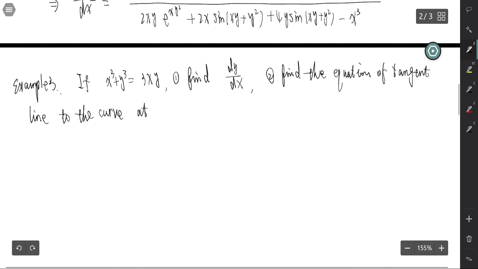at the point (3/2, 3/2). Okay, there are two problems. So the solution, the first, we should find the derivative. To do that we use implicit differentiation.